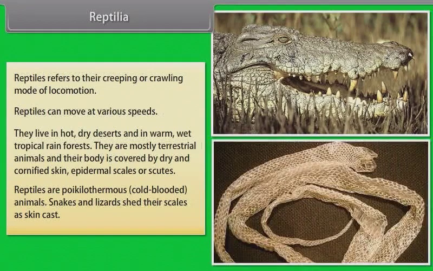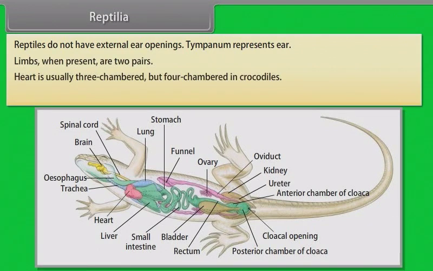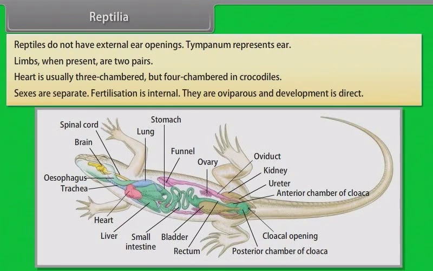Snakes and lizards shed their scales as skin cast. Reptiles do not have external ear openings. Tympanum represents the ear. Limbs, when present, are two pairs. The heart is usually three-chambered, but four-chambered in crocodiles. Sexes are separate. Fertilization is internal. They are oviparous and development is direct.